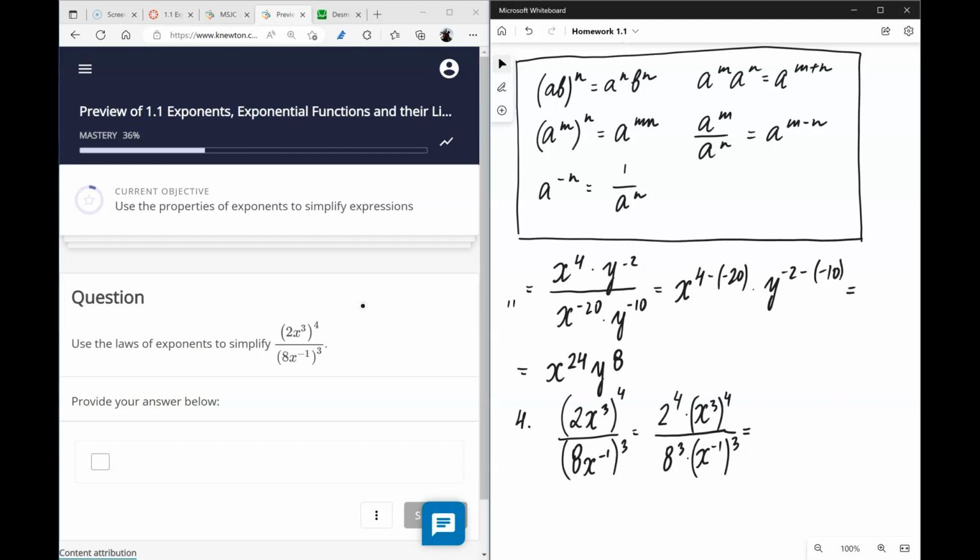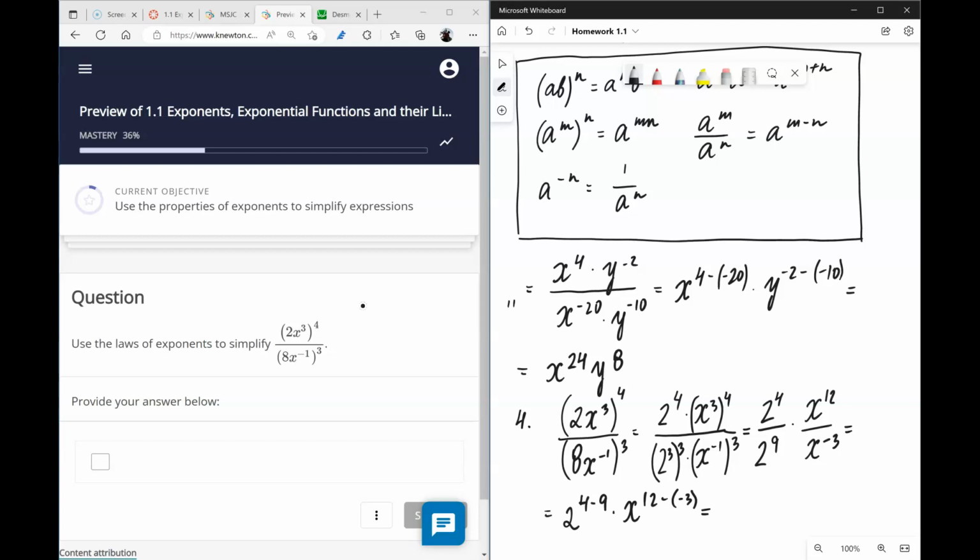Now here, I can just raise 2 to the power 4, but instead, I'm going to treat 2 as a constant base. And instead of 8, I'm actually going to write it as 2 cubed. So 2 cubed becomes 2 to the power 9. And here we have x to the power 12, and we have x to the power negative 3. So all together we have 2 to the power 4 minus 9 times x to the power 12 minus negative 3.